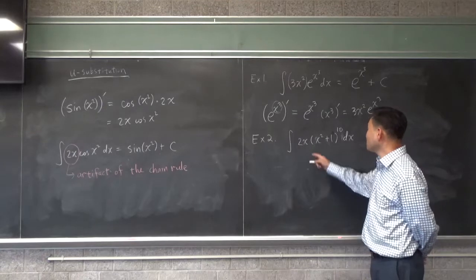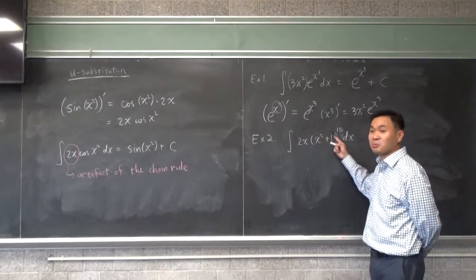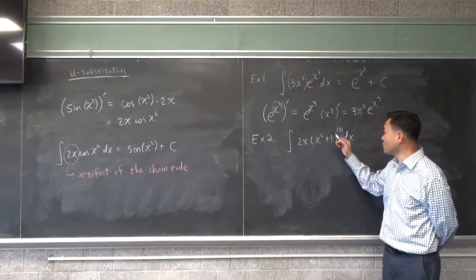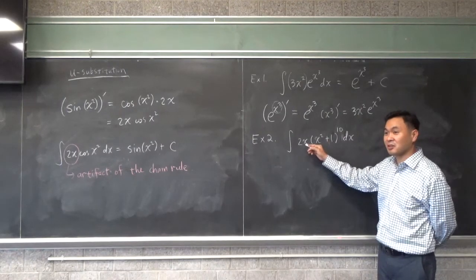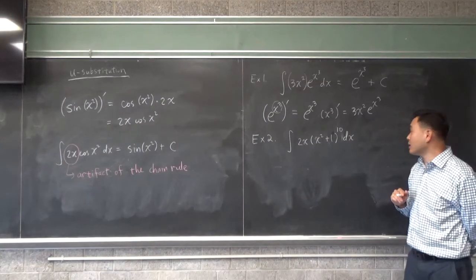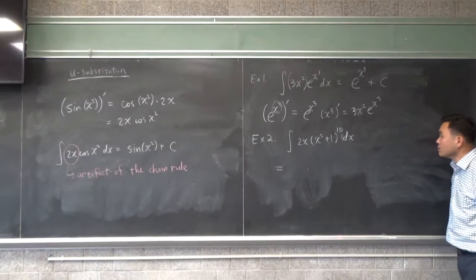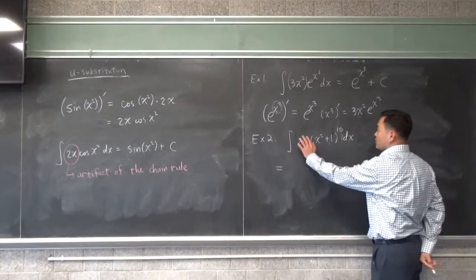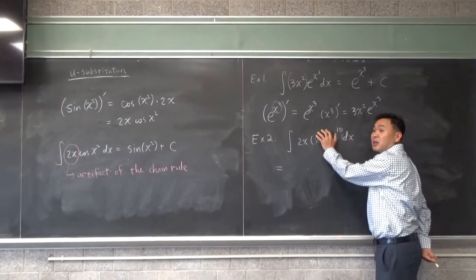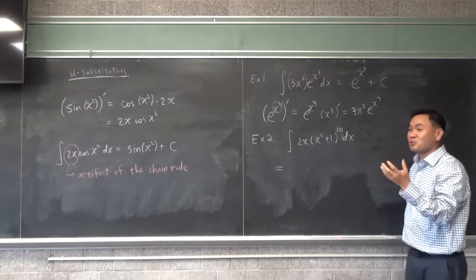Yes, this 2x must have been created when you differentiated x squared plus 1. Do you agree? When you differentiate x squared plus 1, you get 2x. And therefore, this is just the artifact of the chain rule. Then the real thing is that you're treating x squared plus 1 like a letter. And that's where this idea of U substitution starts appearing.